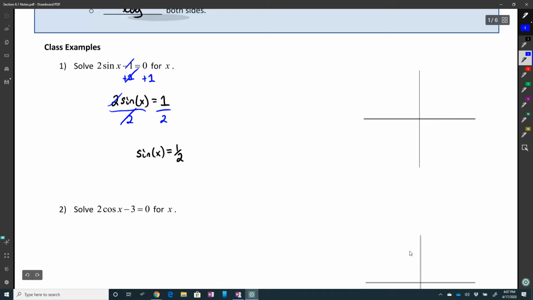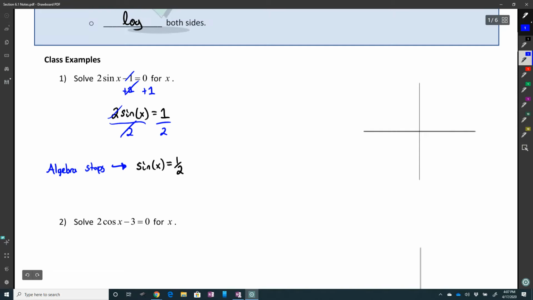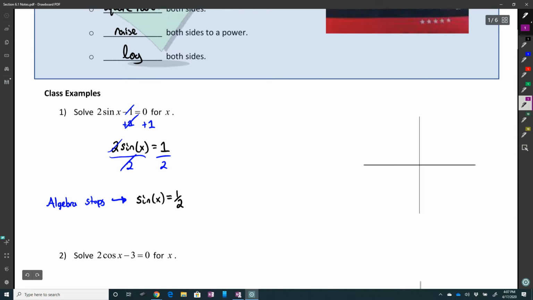Instead, the algebra stops here. Because there's nothing more we can do algebraically. Now all we got to do is we have to figure out what values of x does sine of x equal 1/2.